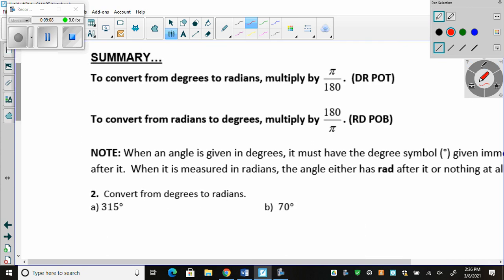we did converting from degrees to radians on Friday, but a little revamp. You've got pot, so degrees to radians, pi on top. So we're going to go down to number 2. Convert from degrees to radians. So degrees to radians, we need to multiply by pi over 180, right? And that's how we converted all of our unit circle degrees. We multiply by pi over 180.